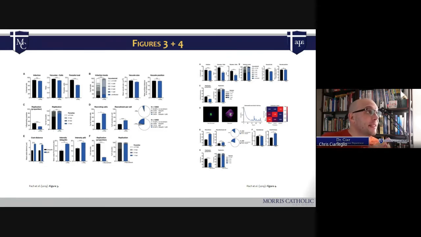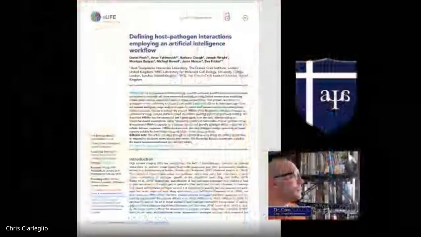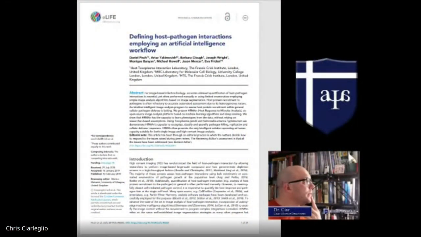Okay, I'm not saying that these guys made the data up because this video is going to be posted online. I don't understand. I was reading this and I'm going, why is this in eLife? And if you look at, Catherine, unshare your screen for a moment. I got the paper here. So if you look right here under the abstract, it says editorial note. This article has been through an editorial process in which the authors decide how to respond to the issues raised during peer review, which suggests there were issues in peer review.